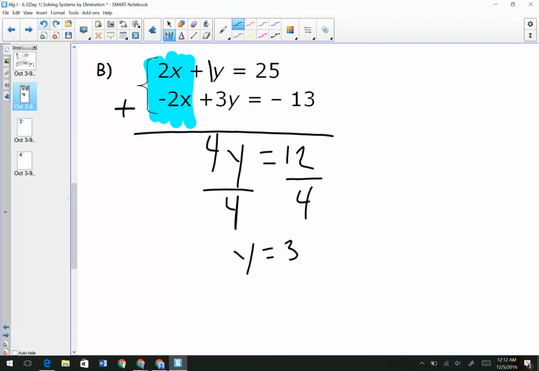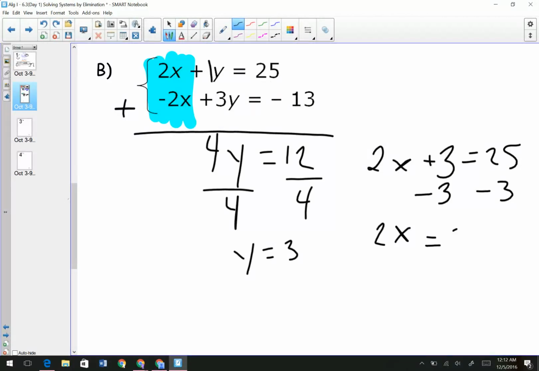Maybe I'll go to the top equation again. 2x plus, now this would be y. Plug that in. 3 is equal to 25. Not 25. Subtract the 3 over to the other side. And again, all I did there was plug y in for that top equation. 2x is equal to 22. And x is equal to 11. So this one's at 11, comma, 3.